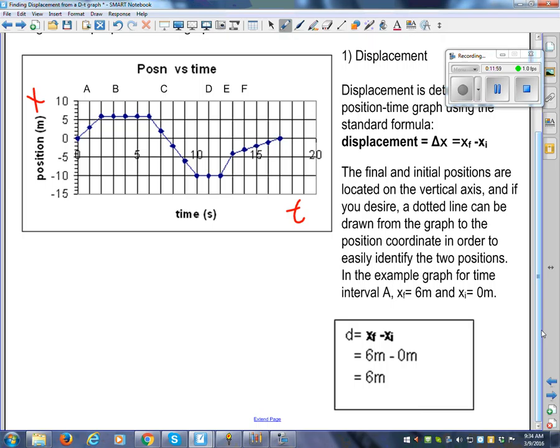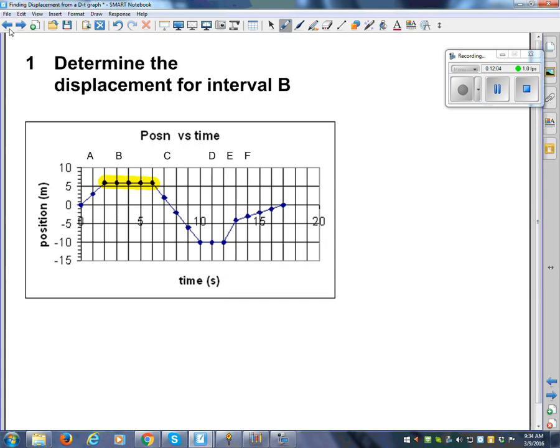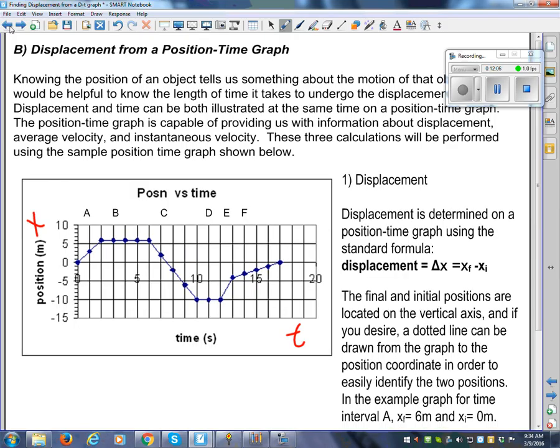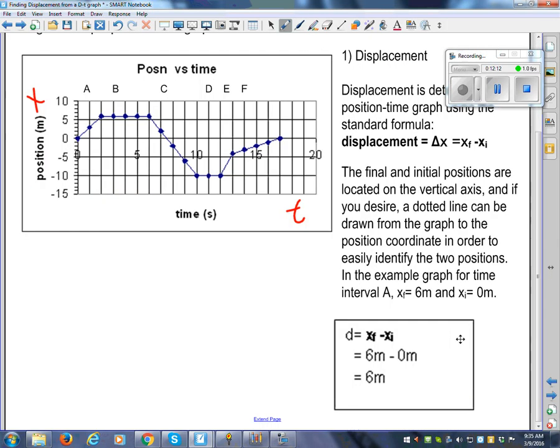I'm going to do this example. I'm going to tell you what's on the next screen. Listen up so that you don't have to try to figure it out on your own. We're going to find the displacement for interval A. See the intervals here? A, B, C, D, E, and F. The different parts. Okay? All right, so what is the displacement for A?